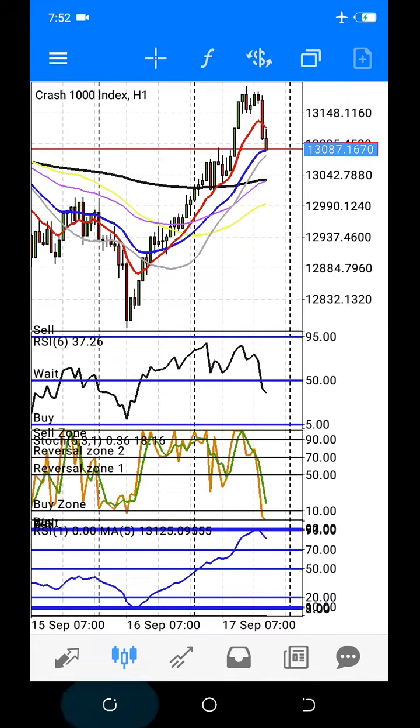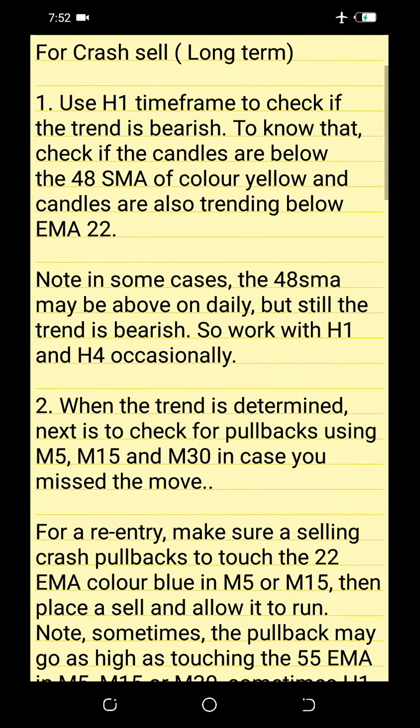That's the first checklist. I said the first one: use the H1 time frame to check if the trend is bearish. Why are you not using H4? Because on H4, a trend can be bearish and the 48 SMA does not show, or the 48 SMA is above and the candles are below, yet the trend is bearish. So don't use H4. Use H1.